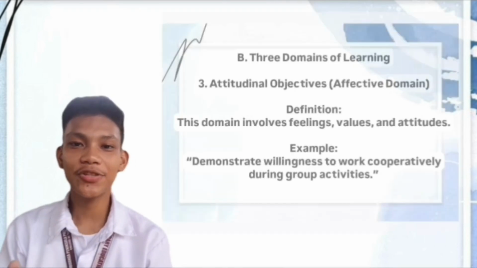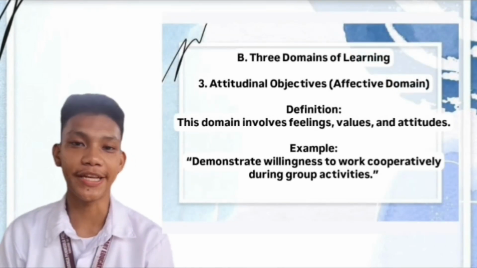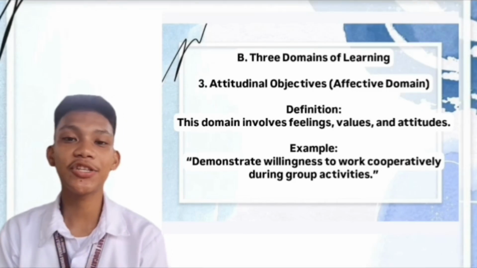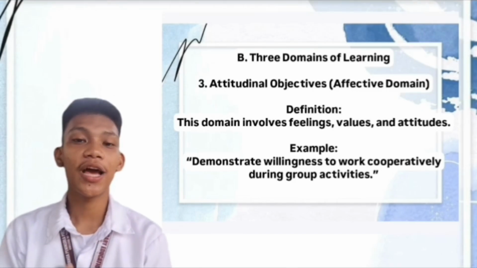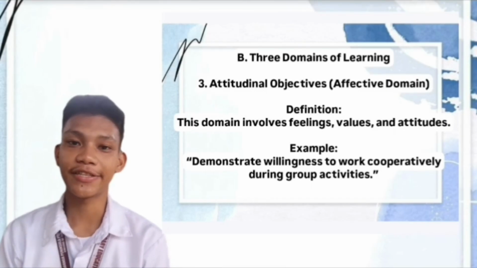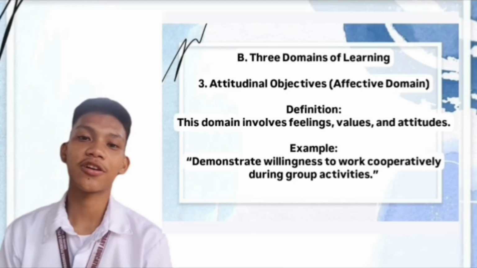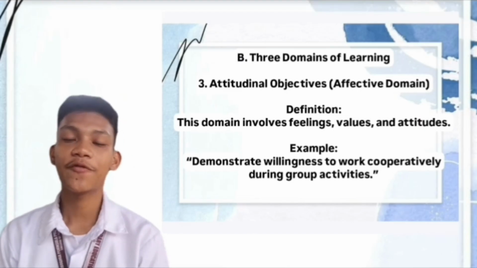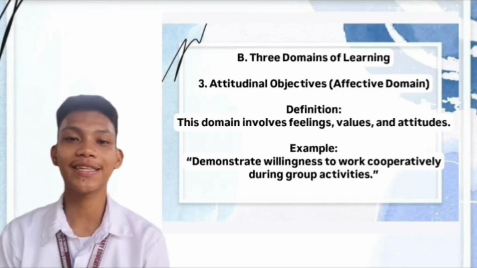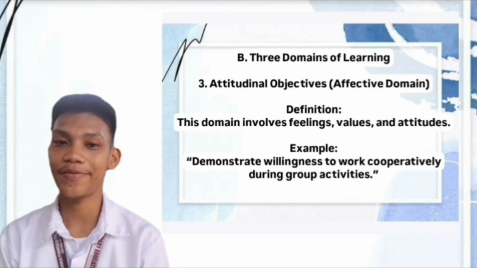And finally, beyond skills, learning must also shape attitudes and values. This is the additional objectives or affective domain. This domain involves the feelings, the values, and the attitudes of the students. Education should also develop character, not just knowledge, not just skills, but rather the values and the character that they should uphold. For example, we can say our objective is to demonstrate willingness to work cooperatively during group activities.